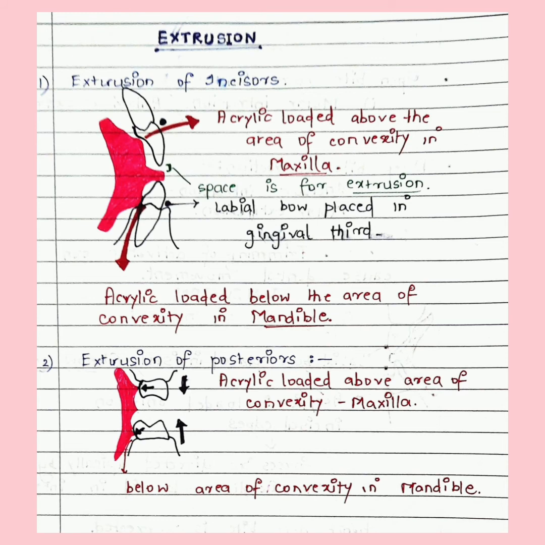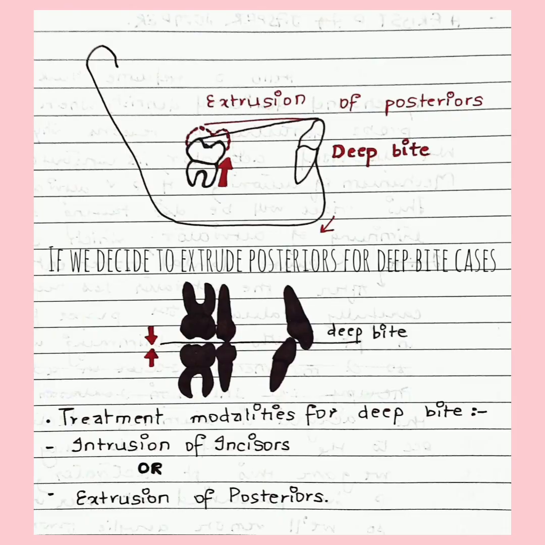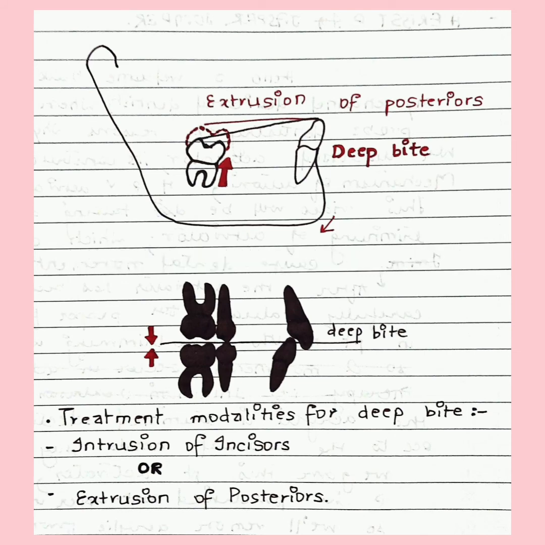In case of extrusion of posteriors, the acrylic is loaded above the area of convexity in the maxilla and below the area of convexity in the mandible. If we are treating deep bite by causing extrusion of posteriors, remember: intrusion is for in, extrusion is for outside.